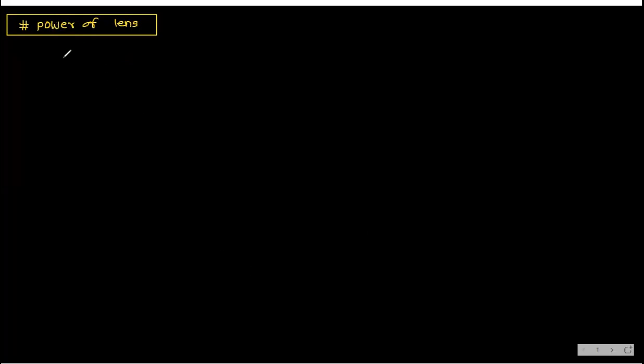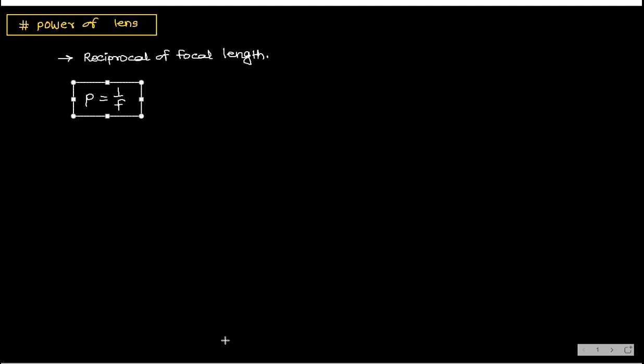So simply I can say that this is nothing but a reciprocal of focal length. Power is denoted by the letter P and it is equal to 1 by F. So this is the formula.